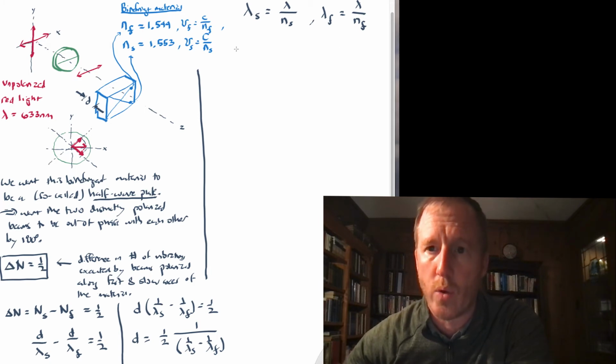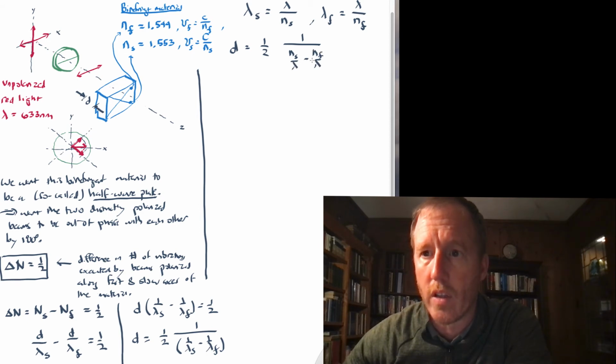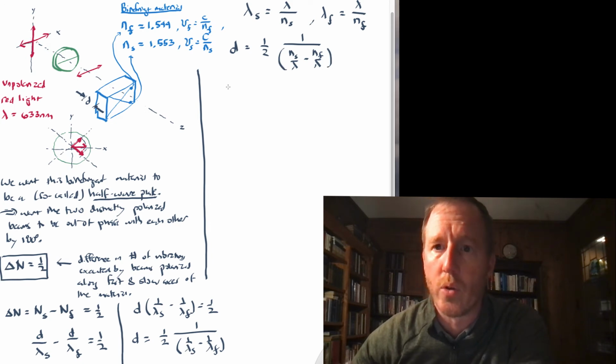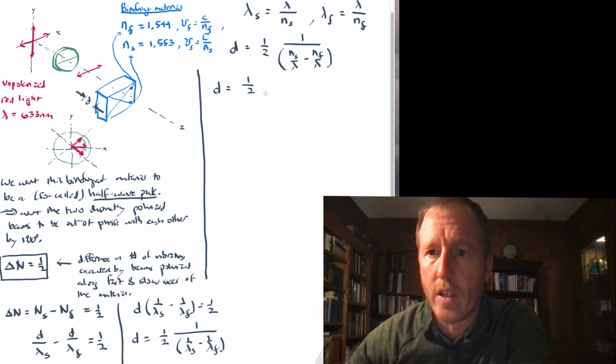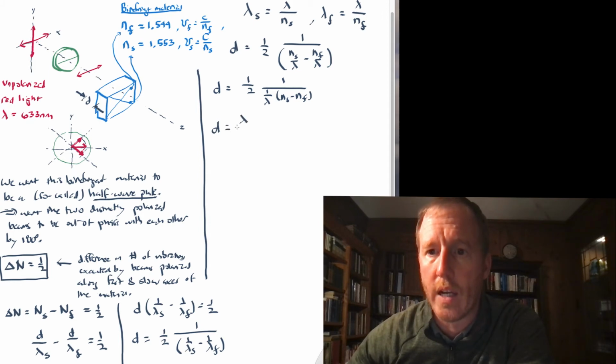So we can plug those into our formula, say d equals 1/2 of 1 over (n sub s over lambda minus n sub f over lambda) by substituting those into our previous formula. And now the nice thing is we can factor out the 1 over lambda from the denominator. So this is a little bit of algebra here. And now we can simplify this a bit more and say d equals lambda over 2 times 1 over (n s minus n f).